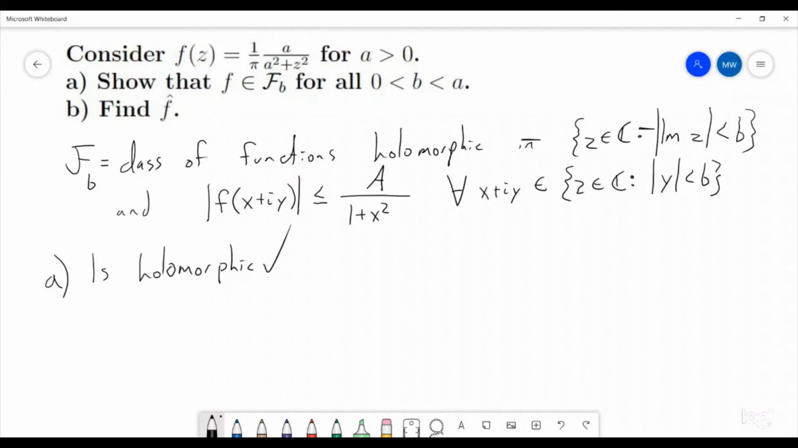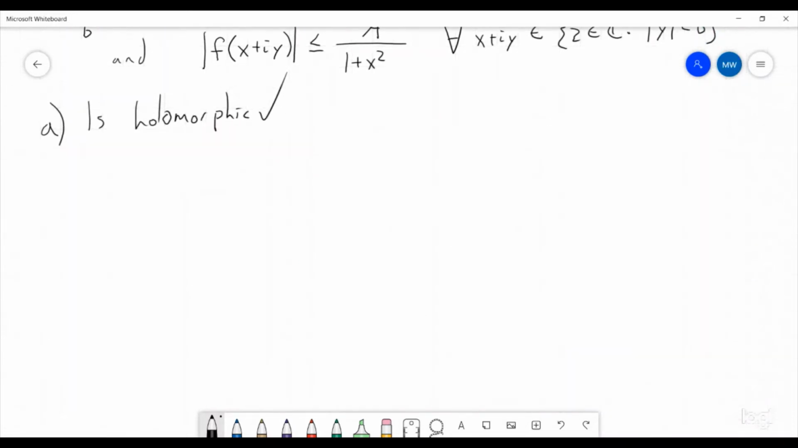And now comes the harder part of part 1. How do we show that it's going to satisfy that? So here's how we are going to go through and do that. We are going to look at what is the size of f of x plus iy. Well, this is going to be equal to 1 over pi times a over a squared plus x plus iy squared, and all of that is in absolute values.